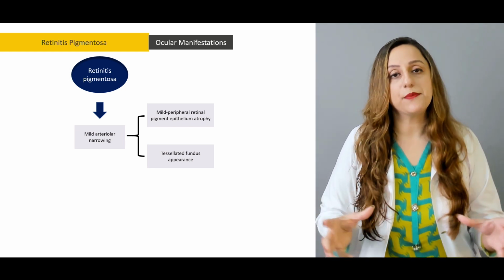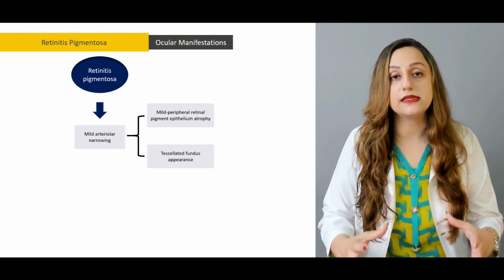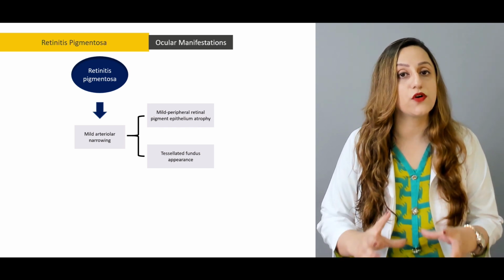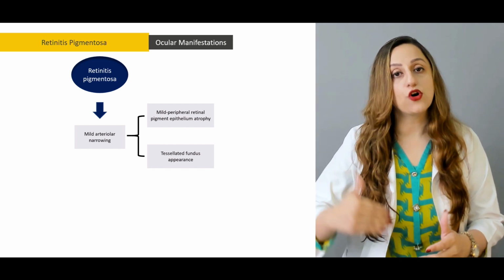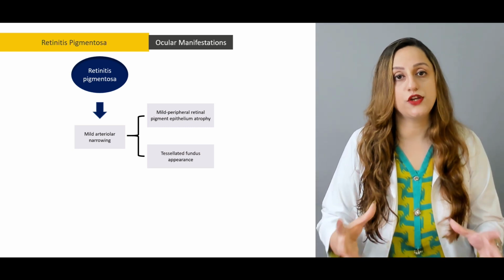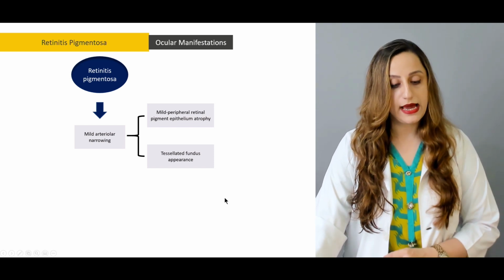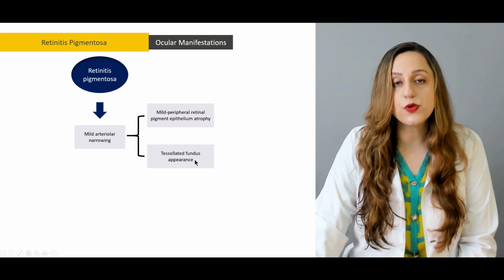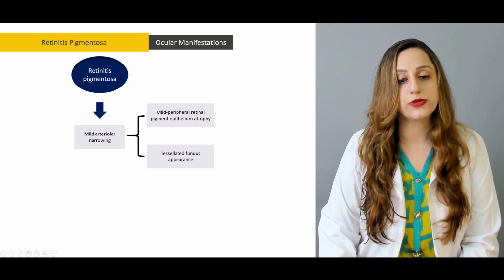Now, the pigment epithelium atrophy is basically resulting in the waxy pallor of the optic disc, which we were talking about. This atrophy is the cause for the waxy appearance of the margins of the optic disc. We have a tessellated fundus appearance over here, and that is basically the accentuation of the blood vascularization noted in these individuals.